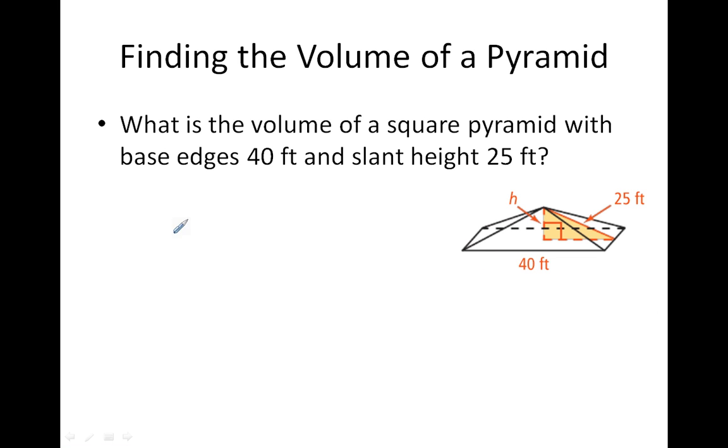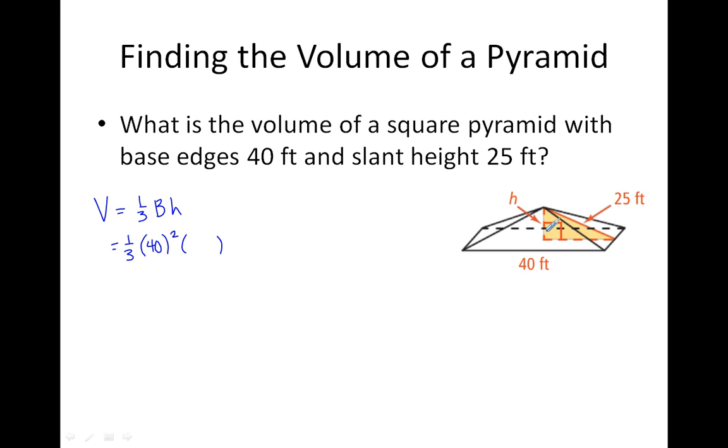In this example, we now have slant height given rather than the actual height. We're finding the volume of a square pyramid with base edges of 40 feet and a slant height of 25 feet. Well, volume is 1/3 times the area of the base times the height. Now it's a square pyramid, so the area of the base we know is going to be 40 times 40, or 40 squared, but we need to find the height.